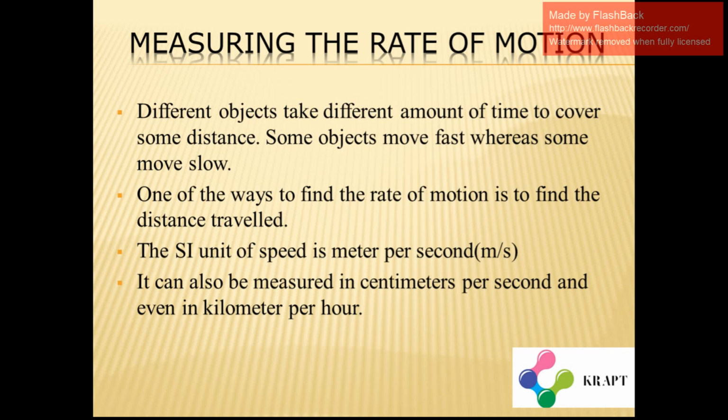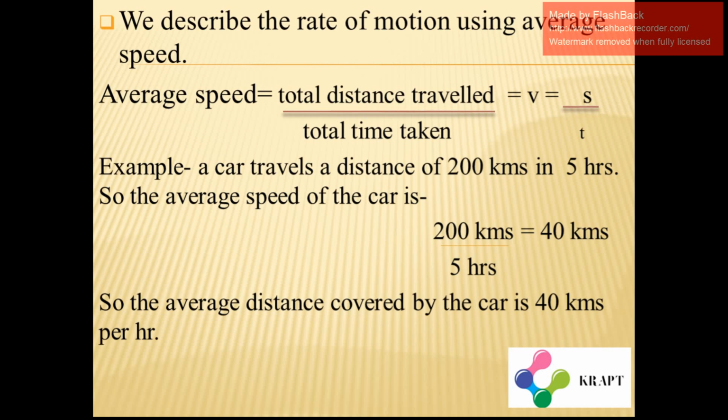Now let us learn how you measure the rate of motion. As we know, different objects take different amounts of time to cover some distance. Some objects move fast, whereas some move slow. One of the ways to find the rate of motion is to find the distance traveled, how much distance this object has traveled. The SI unit of speed is meter per second. It can also be measured in centimeters per second and even in kilometers per second.